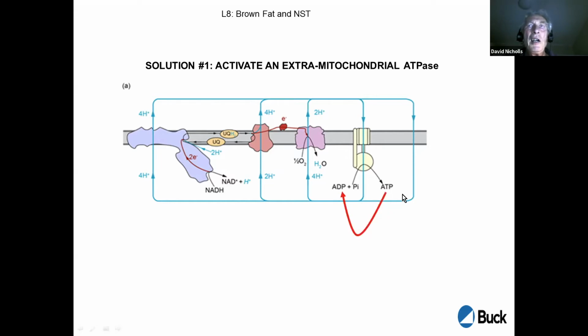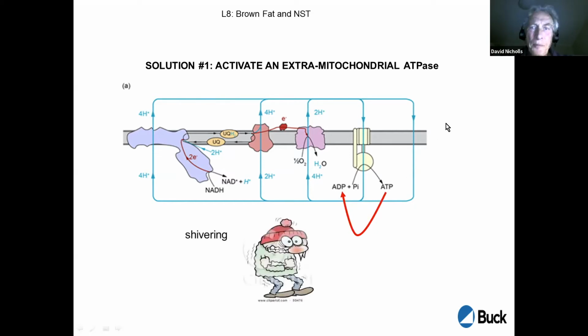One can hydrolyze ATP rapidly by some extra mitochondrial mechanism. This is called shivering. So in shivering, the muscle fibers undergo, as you will appreciate, rapid oscillations, which is there to hydrolyze ATP to phosphate, allowing the mitochondria to work more rapidly, allowing them to produce more heat. So that is shivering thermogenesis.